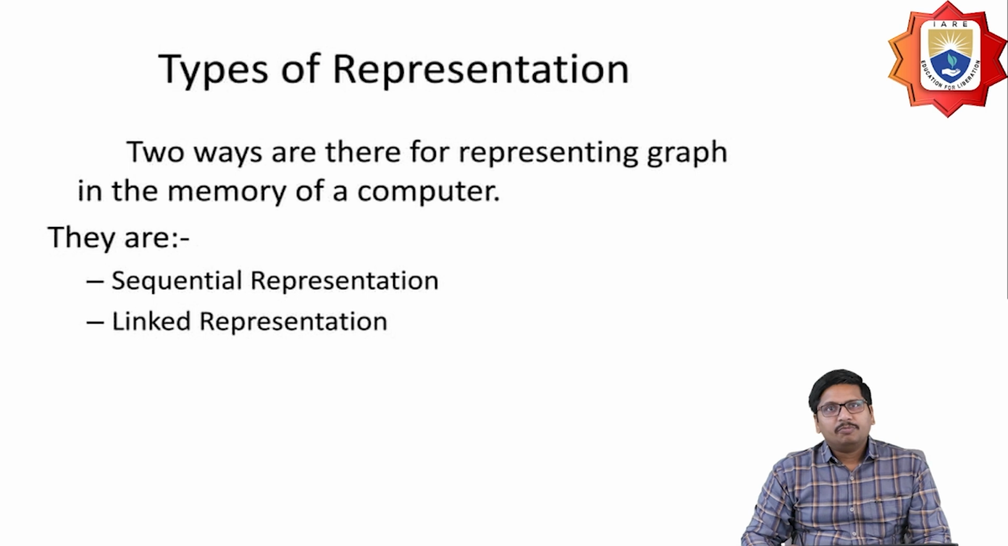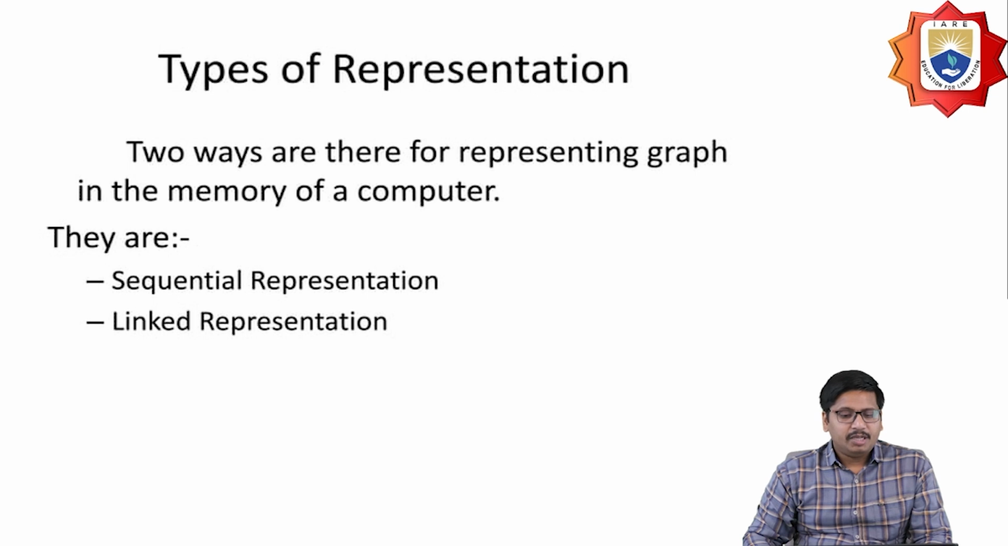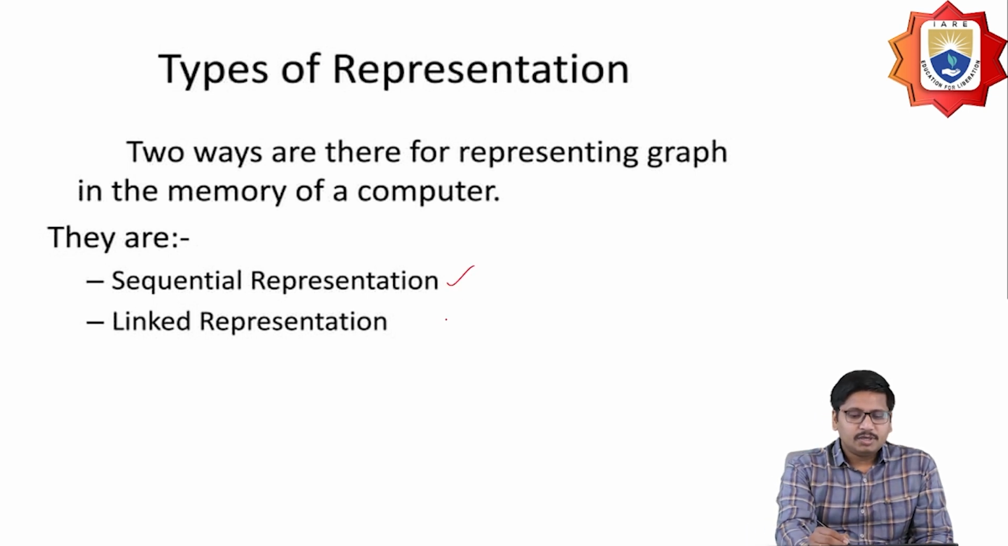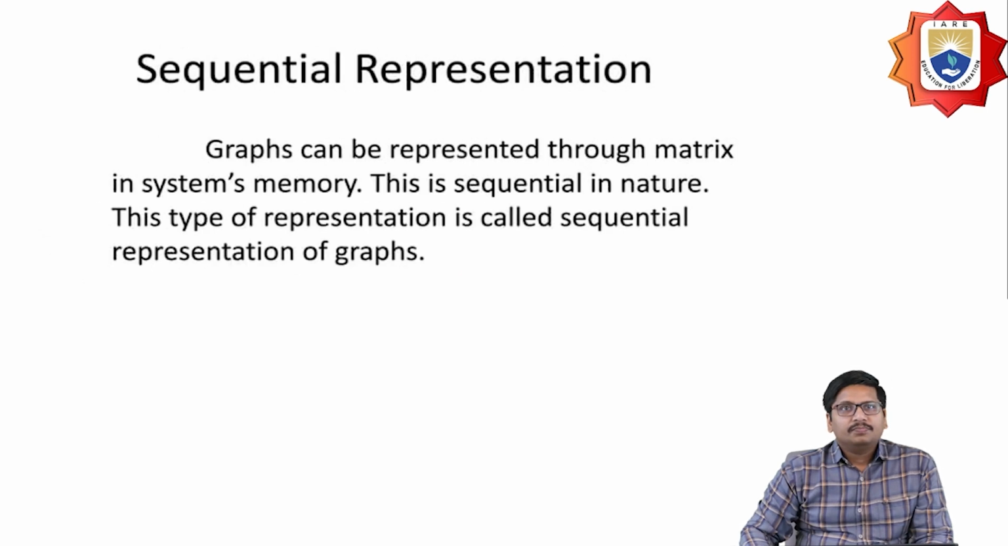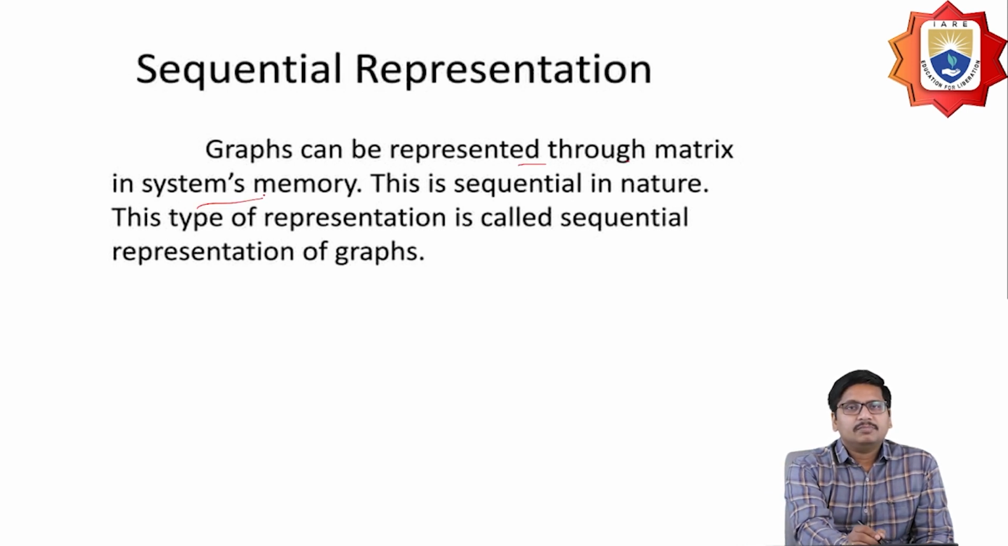So what are the different types of representations? There are two ways of representing a graph in memory. The first one is sequential representation, and the other one is linked list representation. What is sequential representation? Here the graphs are represented through a matrix in the system's memory. They are sequential in nature, and that's why this kind of representation is called sequential representation of graphs.